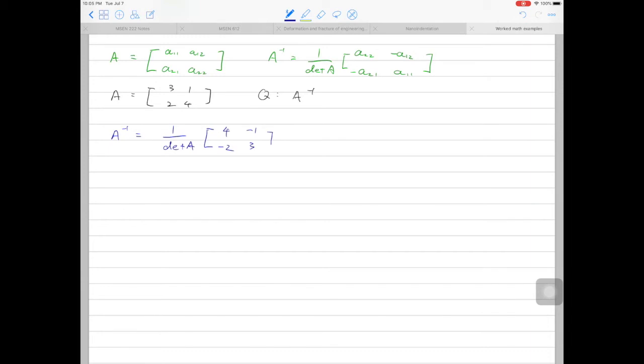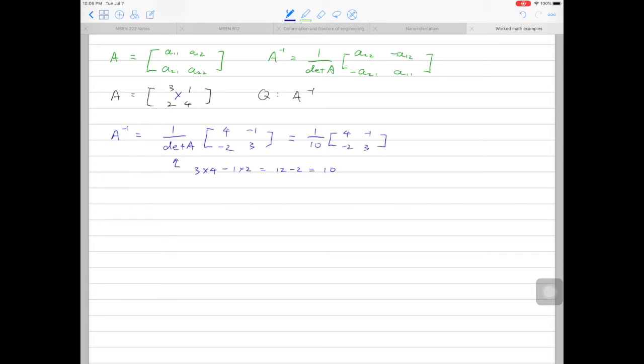Then 3. For the determinant of A, it's pretty straightforward. We've learned it from a previous video. So this is simply 3 times 4 minus 1 times 2. So that's 12 minus 2. That gives us 10. And this can be written down as 1 over 10 times the matrix 4, minus 1, minus 2, 3.